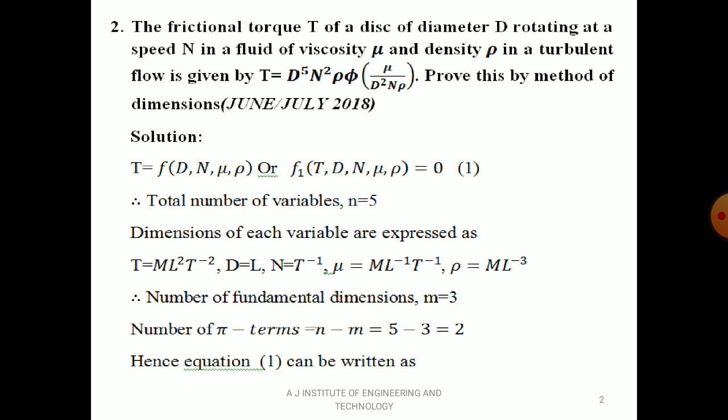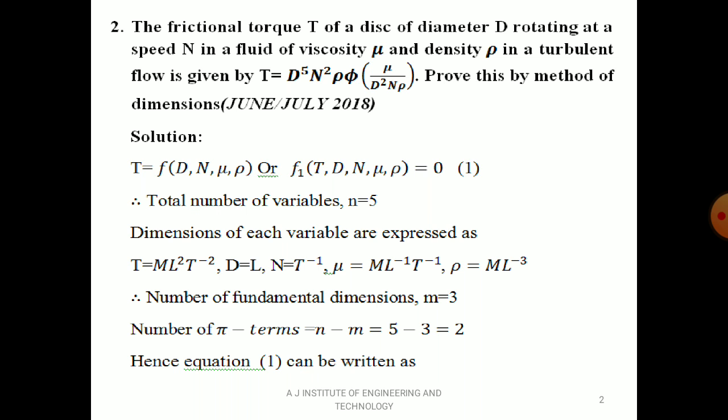The frictional torque T of a disc of diameter d rotating at a speed n in a fluid of viscosity mu and density rho in a turbulent flow is given by T equal to d to the power 5 n square rho times a function of mu divided by d square n rho. Prove this by method of dimensions.